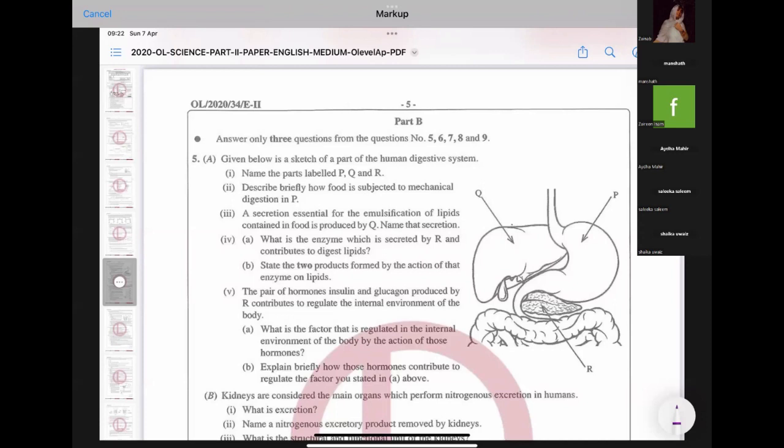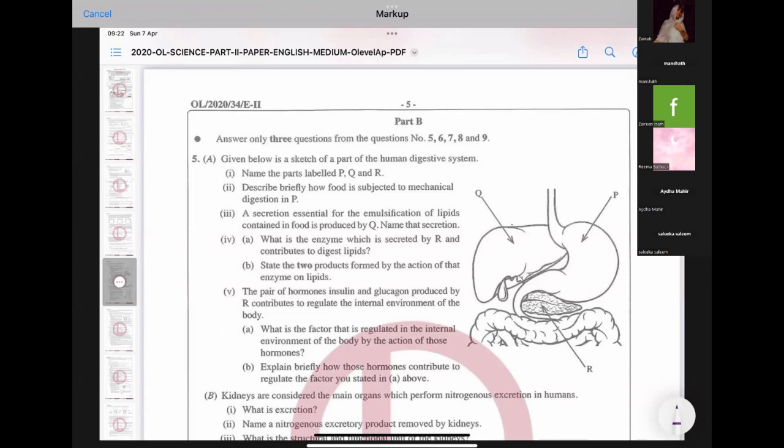Next is the enzyme that acts on lipids. The name itself says it. Lipase. Yes, better to say pancreatic lipase. From the pancreas, lipids, so lip, and then an enzyme, so lipase. Pancreatic lipase. That's how the name was derived.